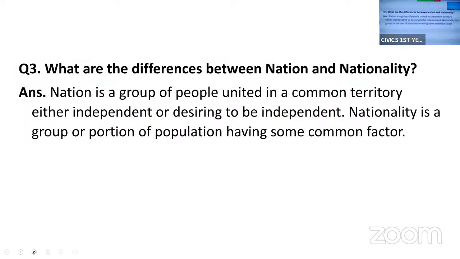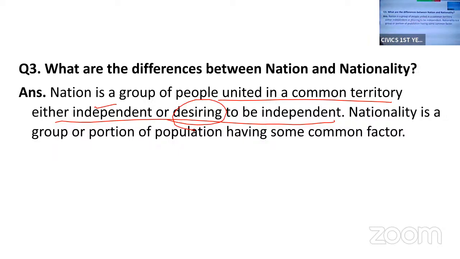So let us now discuss the difference between nation and nationality. So what is nation? Nation is a group of people united by common territory, either independent or desiring to be independent. It is the group of people who are united by a common territory, who are living in a territory. Either they are independent or they are desiring to be independent.